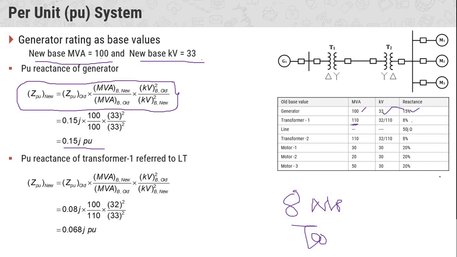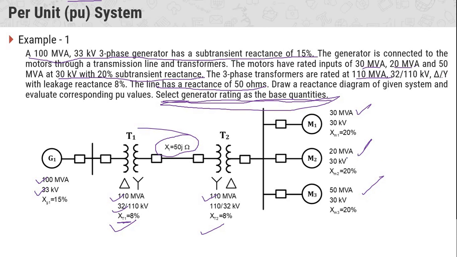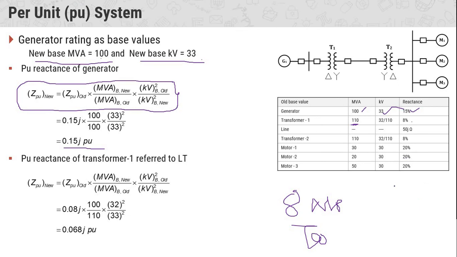This table is drawn by using this single line diagram. All these values are taken and written in this tabular form, so don't get confused. Okay. Transformer MVA old is 110, so 100 divided by 110. Now kV old square upon kV new square.